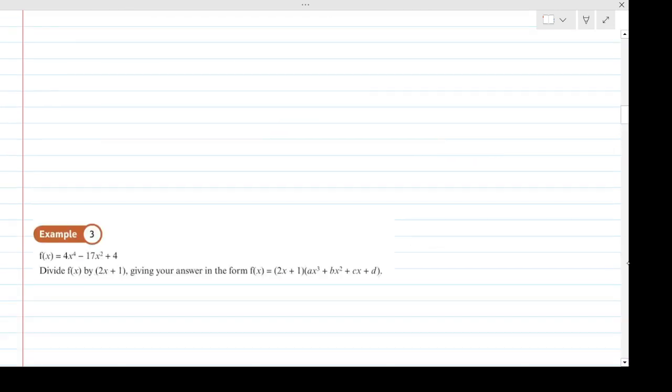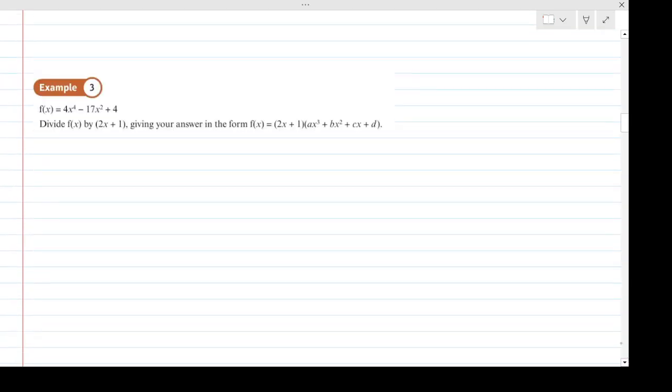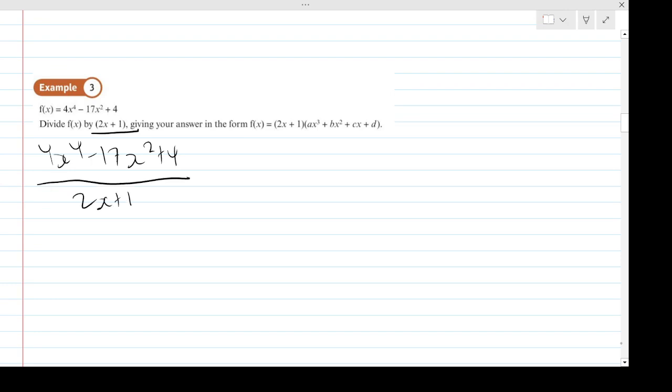Let's have a look at another example then. So we have f of x is 4x to the 4 minus 17x squared plus 4. Divide f of x by 2x plus 1, giving your answer in this form here. So firstly, we're dividing 4x to the 4 minus 17x squared plus 4 all over this term here, 2x plus 1. So again, we're going to construct our bus stop.